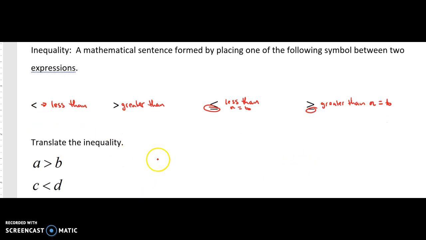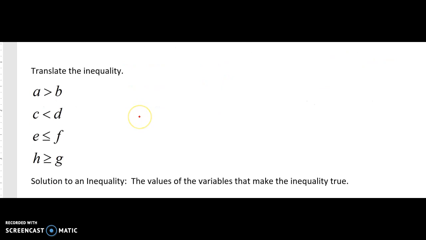And then remember, the less than sign. What a lot of teachers teach is that you have an alligator here, and the alligator always eats the bigger number. And when we read these, we read from left to right. So if the bigger number is on the right, that means the number on the left is less than the number on the right. Okay, so let's take a look here.